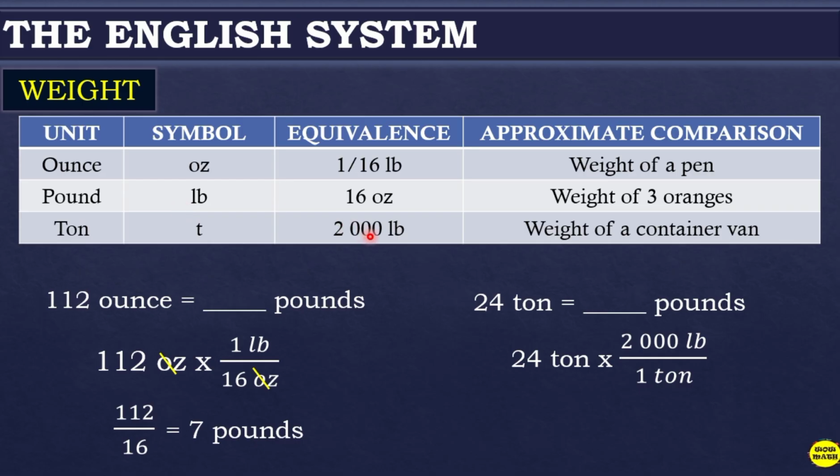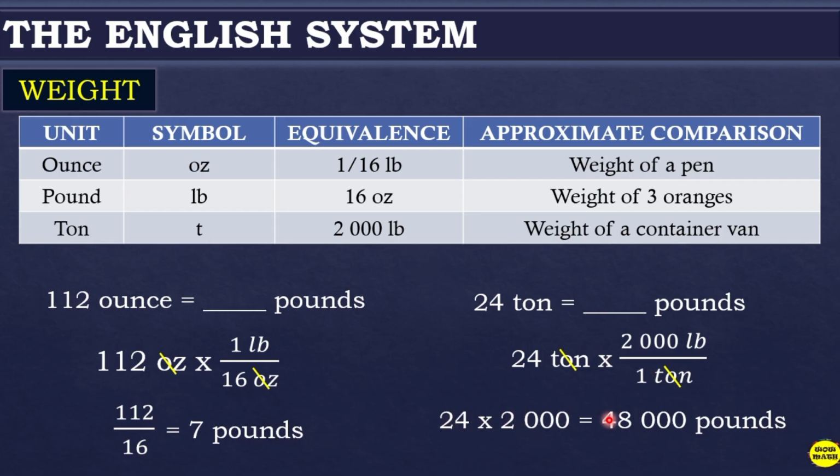Ibig sabihin, dun sa tons, ang ilalagay mo ay 1. Sa pounds, ang ilalagay mo ay 2,000. So lagi kang tingin sa table of equivalence mo. So yung tons mo ay 1, yung pounds mo ay 2,000. Okay? So we can now cancel the unit, yung same unit natin. So we now have 24 times 2,000 divided by 1, that is still 24 times 2,000.